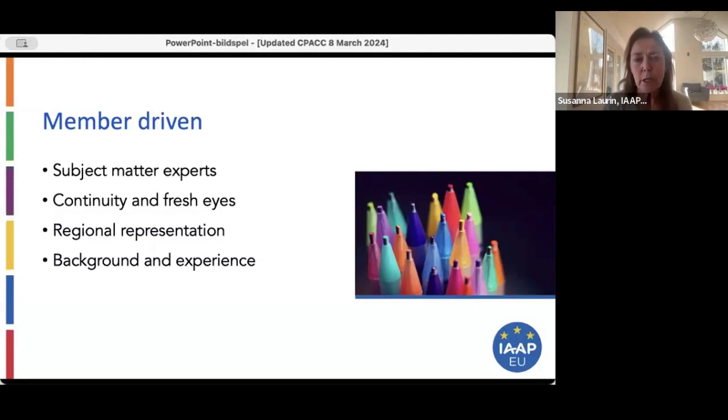And then, of course, we look at regional representation. So not everyone is from the same part of the world. And because we have members from more than 100 countries, it's very easy for us to also get this global overview. And then, if possible, we try to get people who are also having different backgrounds and experiences and so on. So we have a holistic view on the whole thing.